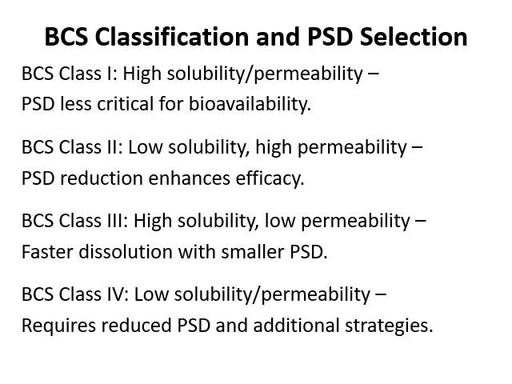BCS class 1, these are high soluble and high permeable molecules. PSD is less critical for bioavailability. BCS class 2 are the low soluble and high permeable molecules. So PSD reduction enhances efficacy. BCS class 3, high solubility and low permeability. So the PSD affects faster dissolution or dissolution rate. Smaller PSD API will have faster dissolution while coarser APIs may have slower dissolution.